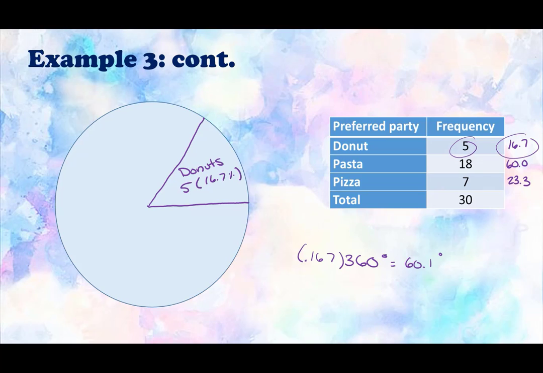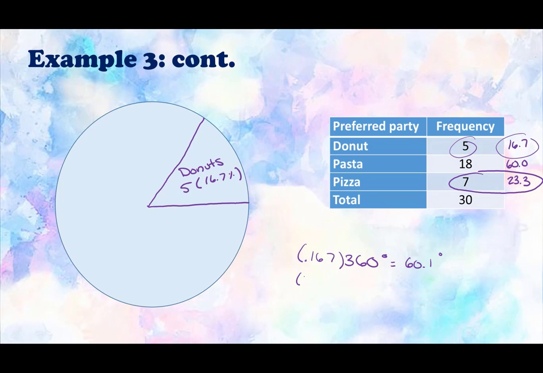It actually gets a little easier doing the other two from here because now we know what we're doing. I like to save the biggest one for last, and you'll see why in a couple seconds. So next we're going to do pizza, and that's a count of 7, but it also has a percentage of 23.3%.